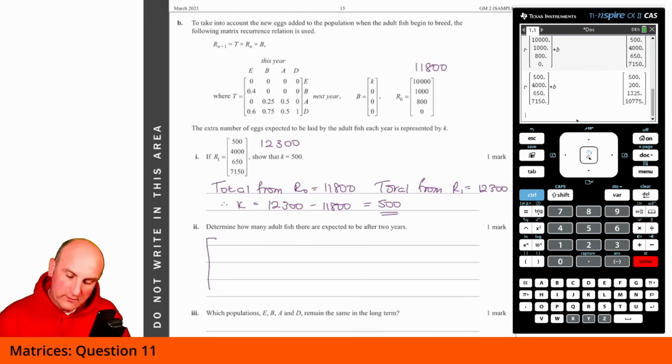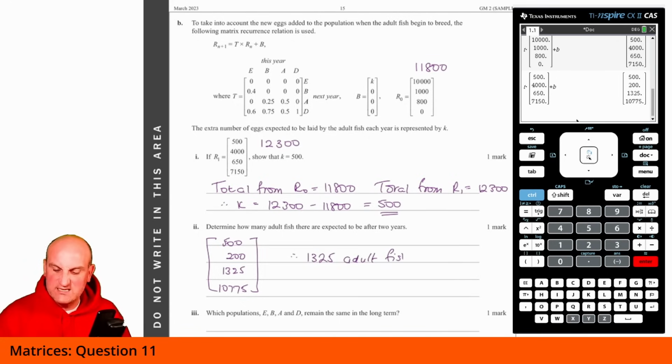So what I'm going to do is I'm going to write that down as 500, 200, 1,325, 10,775. And what have we got here? So therefore, my adult fish was 1,325 adult fish. And the reason being is that's the third row. If you remember, the third row here is adult, so the third number here would be adult as well.